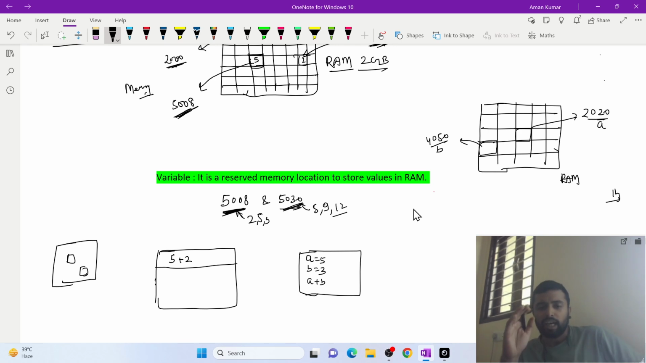Okay, so now you might ask, hey, what is the relation then between A and 2020, or B and 4050? So what happens there? Internally, let's say the computer has stored 5 here, at 2020, and 3 at 4050.